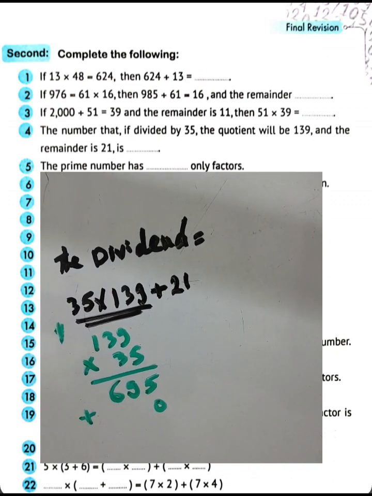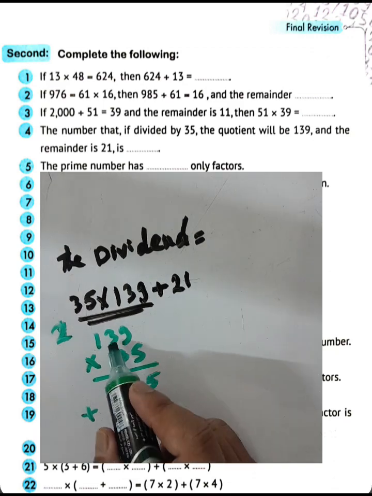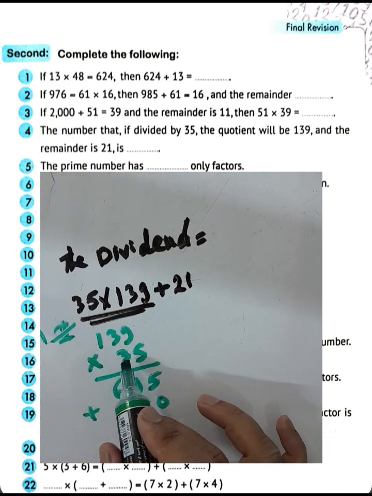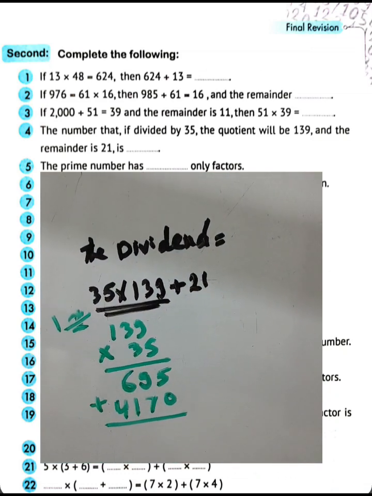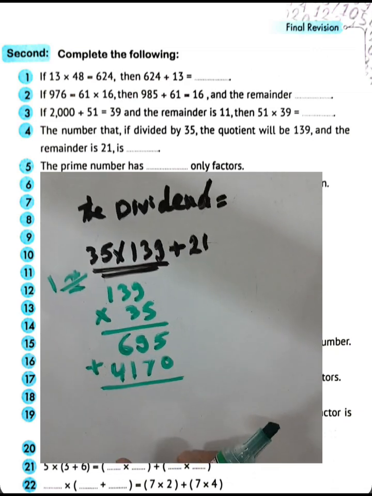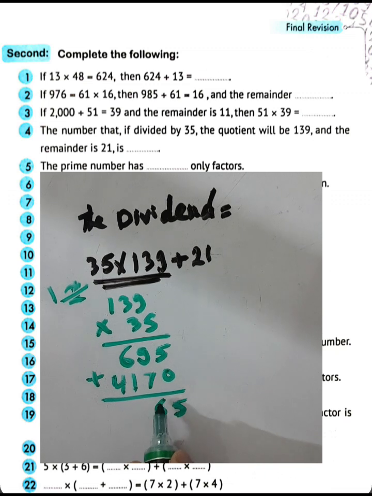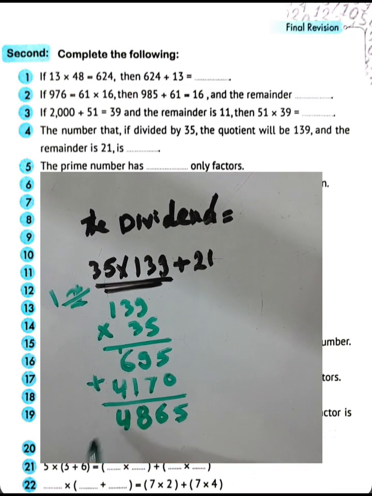Then 3 times 9 equals 27. Write 7 and carry 2. 3 times 3 equals 9. 9 plus 2 equals 11. Write 1 and carry 1. 1 times 3 equals 3, plus 1 equals 4. And then you must add the results, the two numbers. 5 plus 0 equals 5, and 9 plus 7 equals 16. Write 6 and carry 1. 6 plus 1 equals 7, 3 plus 1 equals 4, and then write 4.